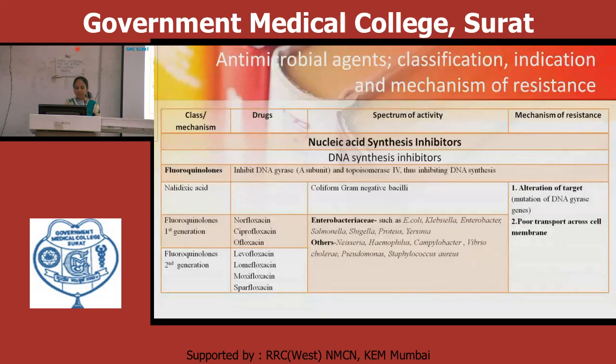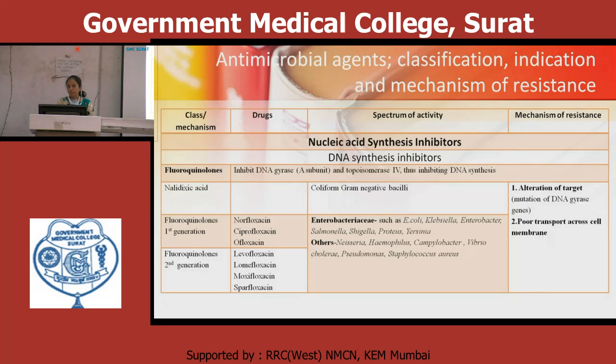They are nalidixic acid, against coliform gram-negative bacilli. Fluoroquinolones first generation are norfloxacin, ciprofloxacin and ofloxacin. Second generation fluoroquinolones are levofloxacin, lomefloxacin, sparfloxacin and moxifloxacin. Spectrum of activity against enterobacteriaceae such as E. coli, Klebsiella, Enterobacter, Salmonella, Shigella, Proteus. Others are Neisseria, Haemophilus, Campylobacter, Vibrio, Pseudomonas, Staphylococcus aureus.